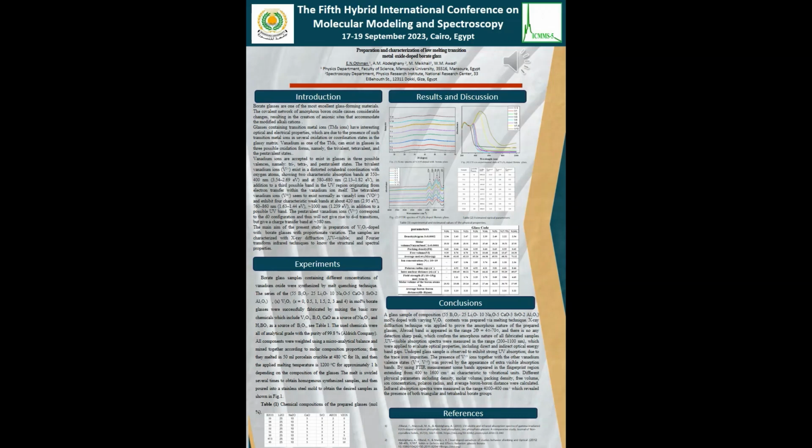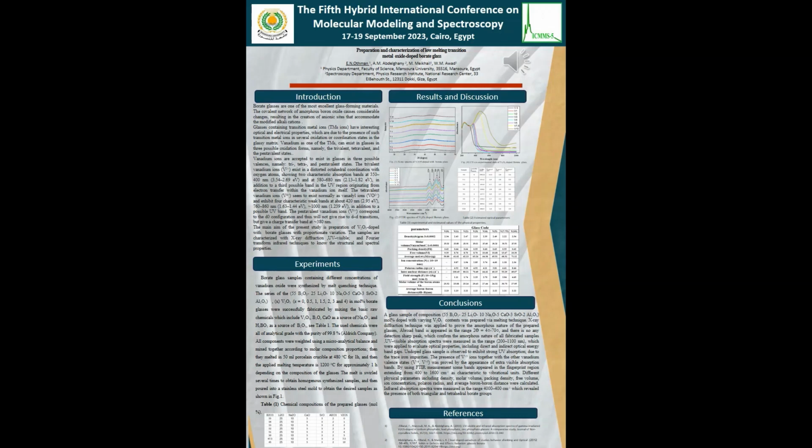Glasses containing transition metal ions, TM ions, have interesting optical and electrical properties, which are due to the presence of such transition metal ions in several oxidation or coordination states in the glassy matrix. Vanadium, as one of the transition metal ions, can exist in glasses in three possible oxidation forms, namely, the trivalent, tetravalent, and the pentavalent states.